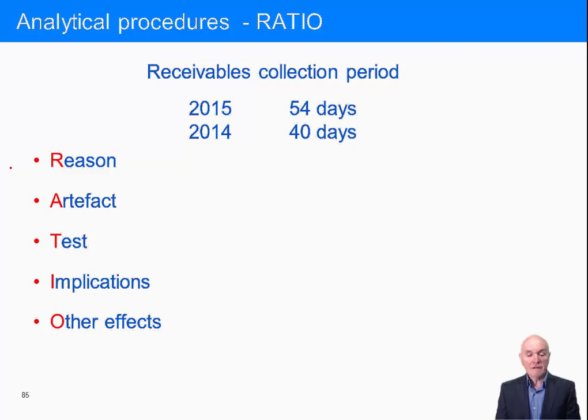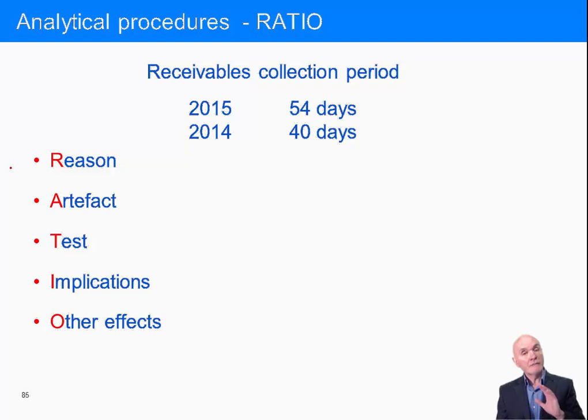Similarly, if we look at the receivables collection period here, it's gone from 40 days to 54 days. And I've seen students giving answers saying the receivables collection period has gone from 40 days to 54 days because customers are paying more slowly. Yes, that's what it means. That is explaining nothing whatsoever about why it has gone from 40 days to 54 days.